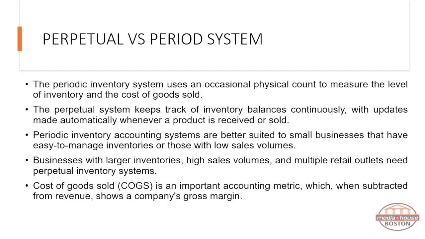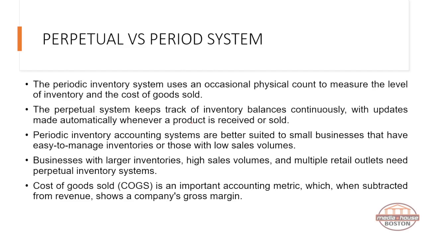And then we've got the periodic system. The periodic system allows you to sell all your inventory, and once the inventory is done, you then go and record everything down and do your balances to see how much inventory is left and how much was sold. So the periodic system mostly applies to small businesses, and for bigger businesses you'll have to apply perpetual, so that you keep track of your inventory and don't lose customers.